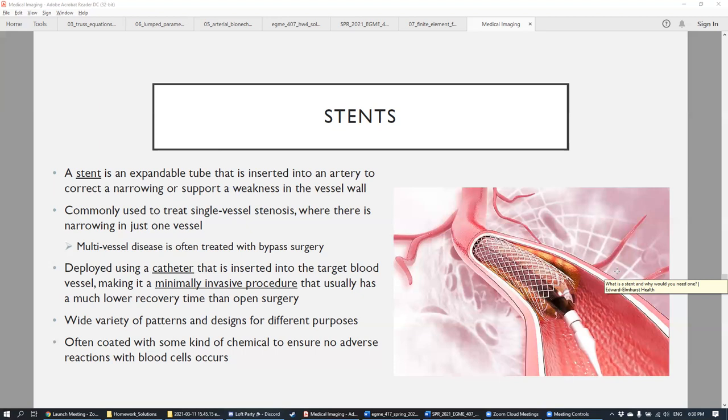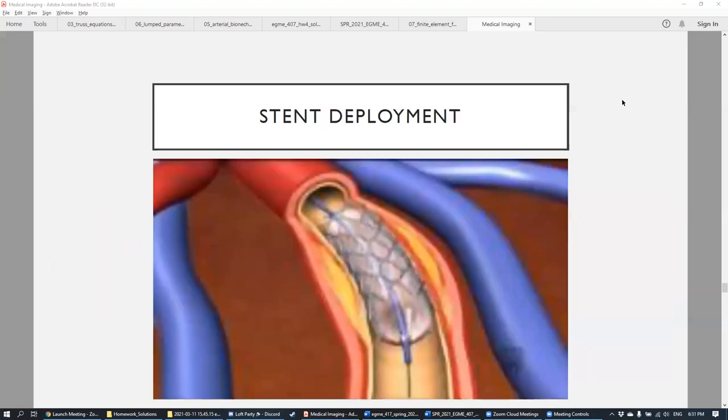Right? And so there's a wide variety of different patterns. There are a lot of companies out there that make stents, and they all have their own patterns and different designs, and they're all used for something different, okay? Another thing they do to stents is that they often coat them with a certain kind of chemical to avoid any adverse reaction from the body. Okay. Those are called drug-eluting stents. All right, any questions on stents?